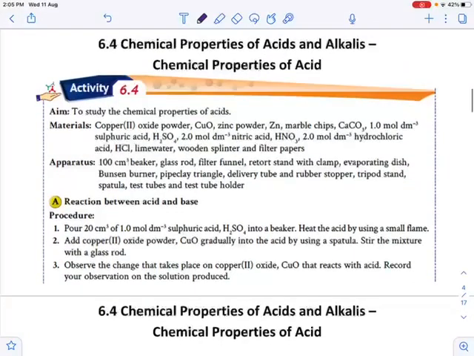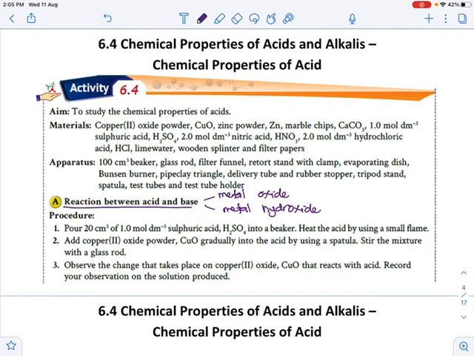For the chemical properties of acid, there are three. The first is the reaction between acid and base. Base is a metal oxide or metal hydroxide. Okay, look at the procedure of this experiment.